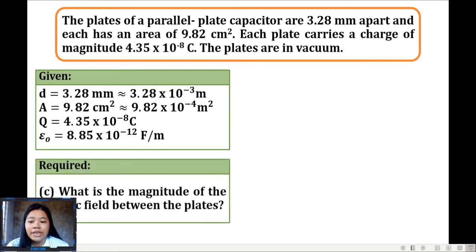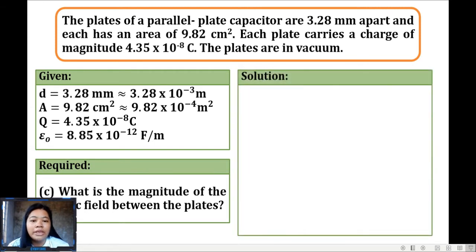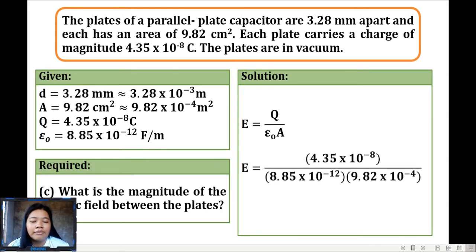And for letter C, what is the magnitude of the electric field between the plates? We will be using the equation Q over epsilon naught A. So we substitute the values 4.35 times 10 raised to negative 8 divided by the product of 8.85 times 10 raised to negative 12 and 9.82 times 10 raised to negative 4. So the electric field between the plates is 5.01 times 10 raised to 6 volt over meter.